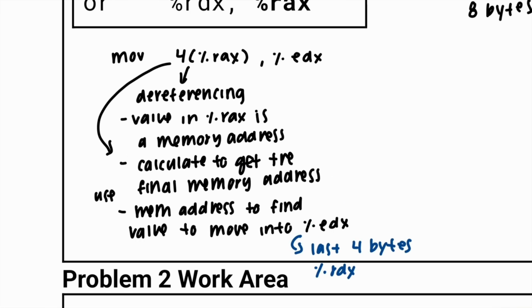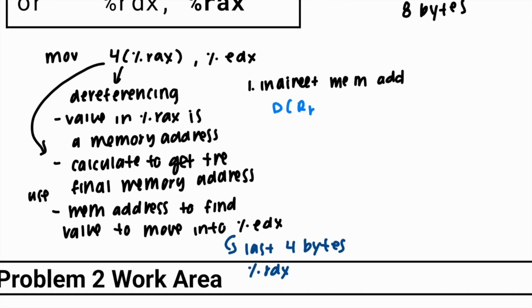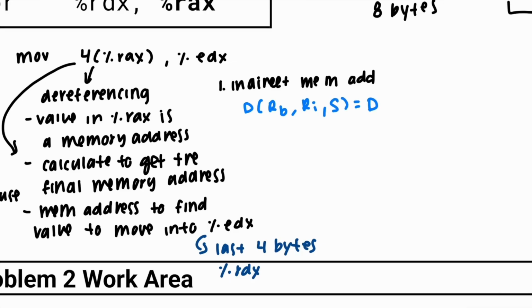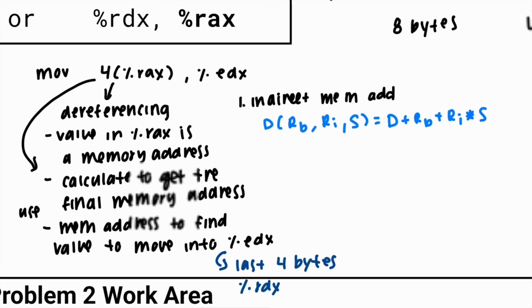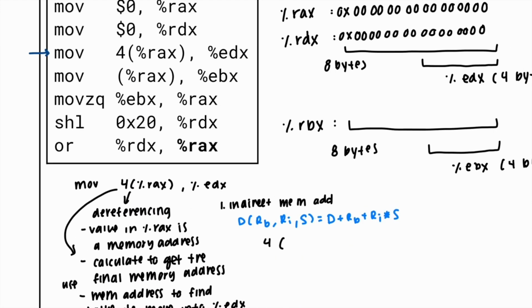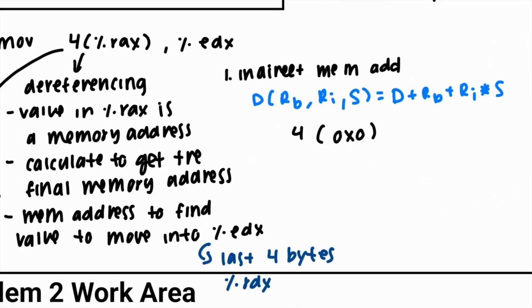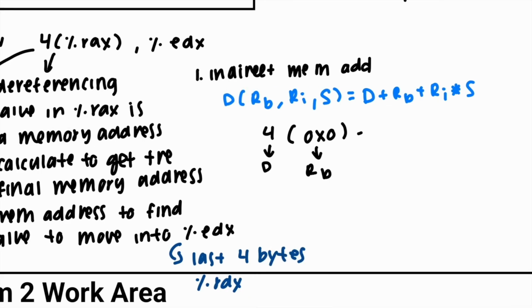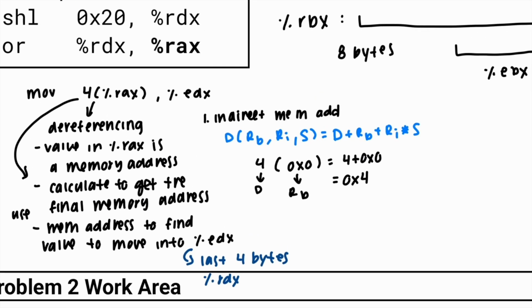How do we go about calculating the new memory address? Well, we have to use indirect memory addressing. We use this formula D(RB, RI, S). With these values, we can then add D plus RB plus RI times S. In this particular case, 4 is our D, and then RAX, which if we look back is 0, is our base register. So given this equation, we have to add 4 plus 0x0, which becomes 0x4. Now we have our memory address.